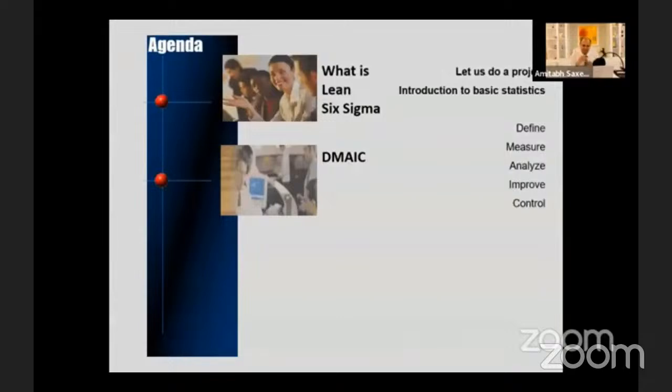The speed of this program is a little fast because I want to give you a lot of tools in 2.5 hours. And that is the reason I'm being a little fast. This video is available to you anytime. You can watch this video any number of times. Now let us follow DMAIC: define, measure, analyze, improve, control.